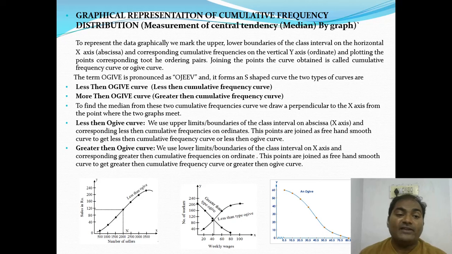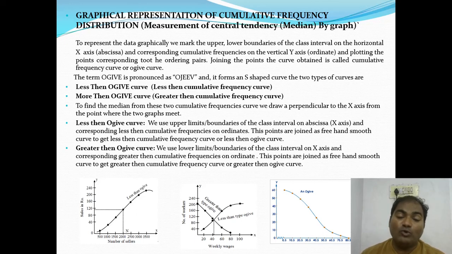Next, the greater than cumulative frequencies or greater than ogive curve. Similar to the less than cumulative frequencies, for the greater than ogive curve we are going to use the lower boundaries on the x-axis, and the corresponding greater than cumulative frequencies on the ordinate, that is the y-axis. Here also we are going to get points. We join them freehand and draw a smooth curve which is going to be in the shape of an S.